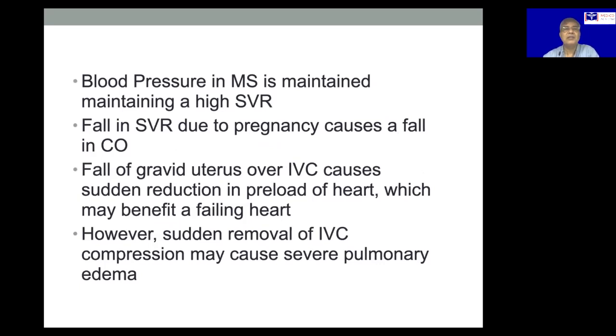Blood pressure in mitral stenosis is maintained by maintaining a high SVR. In a normal patient with mitral stenosis who is not pregnant, blood pressure is maintained by a high SVR. But this fall in SVR due to pregnancy causes a fall in the cardiac output. The fall of the gravid uterus over the IVC causes sudden reductions in preload to the heart, which may benefit a failing heart, but may not benefit a non-failing heart. However, the sudden removal of IVC compression at childbirth may cause severe pulmonary edema.